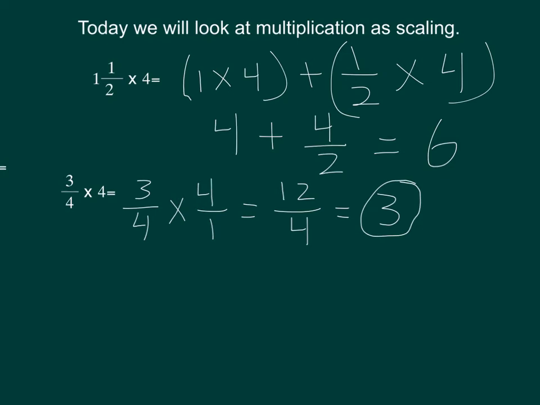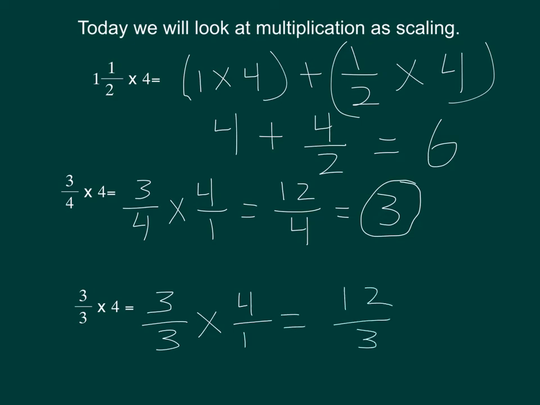Let's look at one more. 3/3 times 4. Now 3/3 is the same as 1, isn't it? So we say 3/3 times 4. We're going to get 12/3. 12 divided by 3 equals 4. Okay, 12/3 is equivalent to 4.